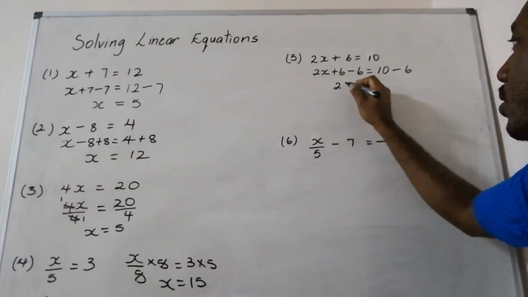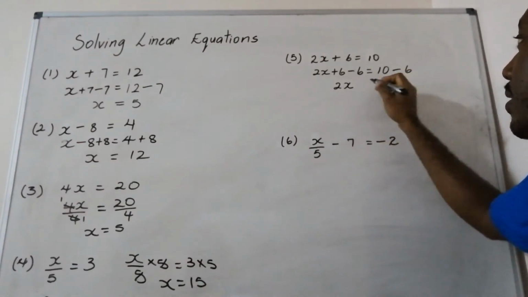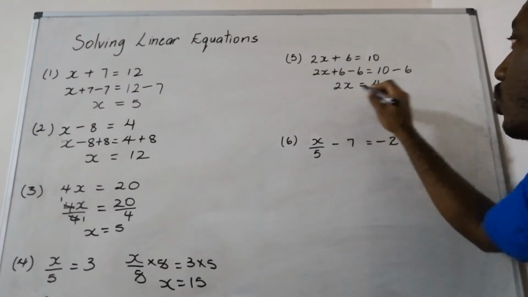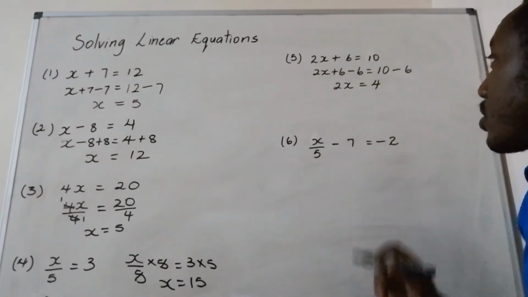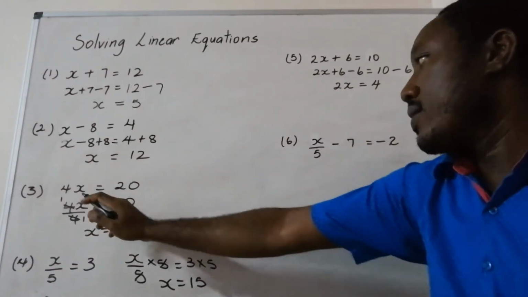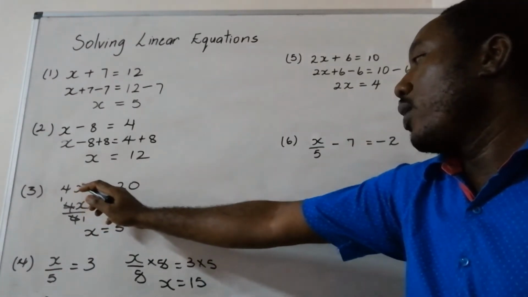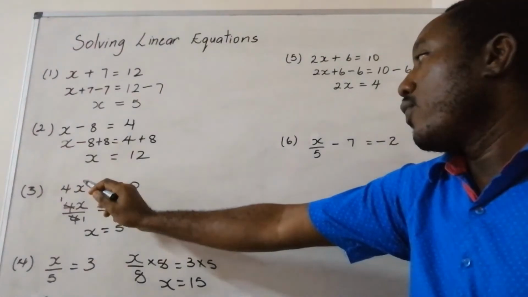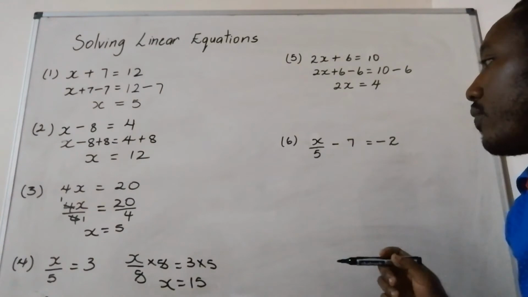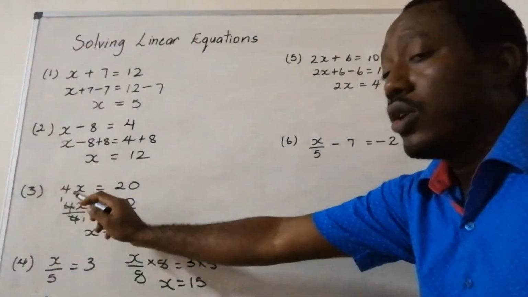So that leaves us with 2x over here. 10 minus 6 will be equal to 4. So 2x is equal to 4. So now we need to get rid of our 2. Remember, in this case where we have 4x is equal to 20, now since we have to get rid of the 4 there, we divide it.